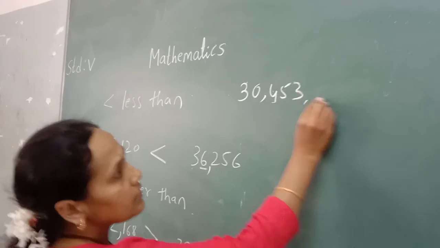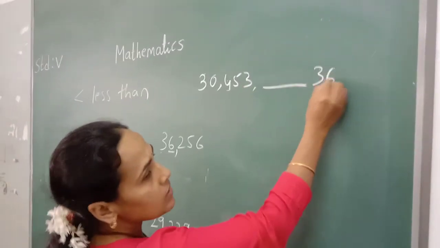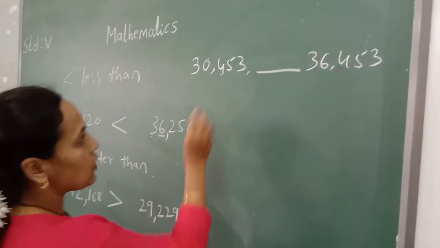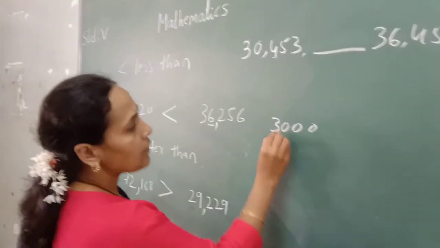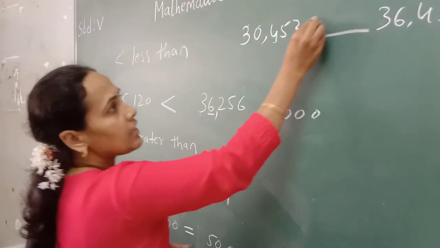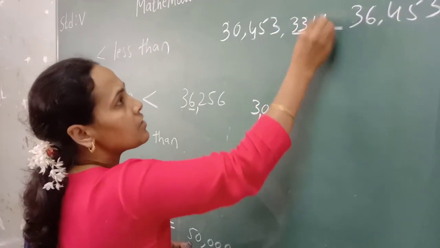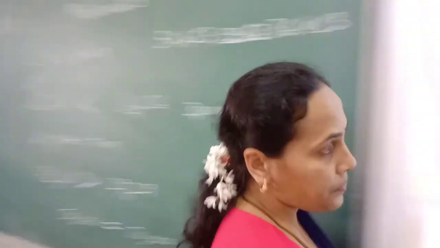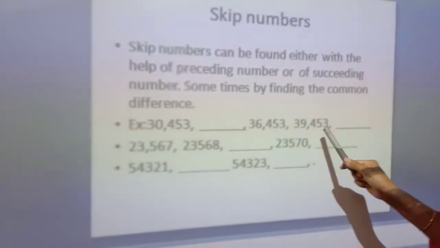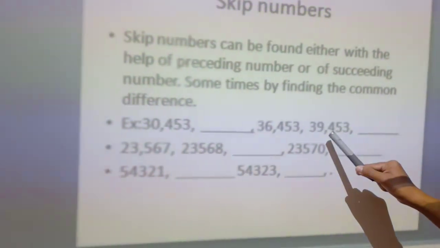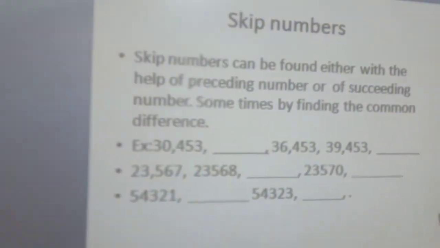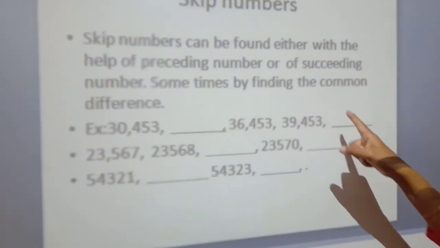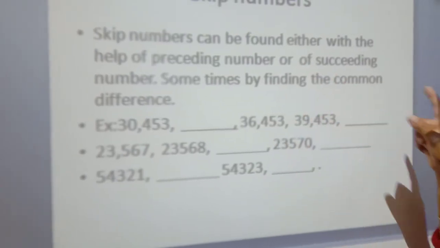30,453. The next number is 36,453. The common difference you found is 3,000. So this 3,000 I have to add to this number. That is 33,453, your missing number. Same way, the last number: 39,453, again we have to add 3,000 to this number, then it will become 42,453. So this is one example of finding the skip numbers using the common difference.